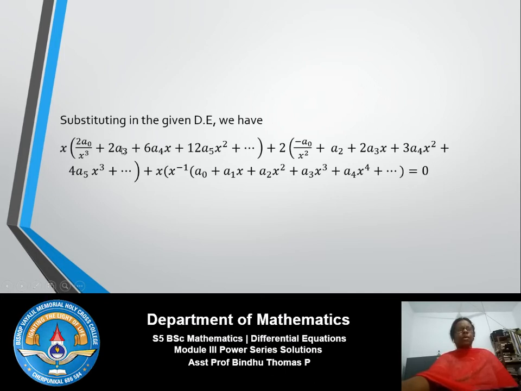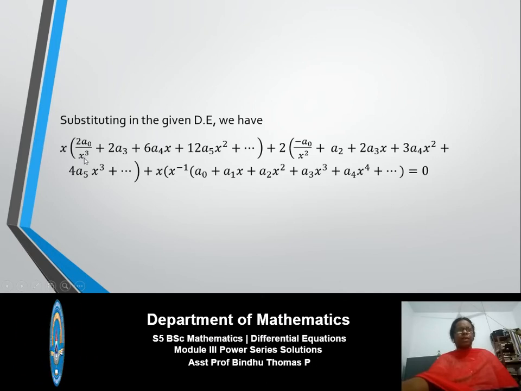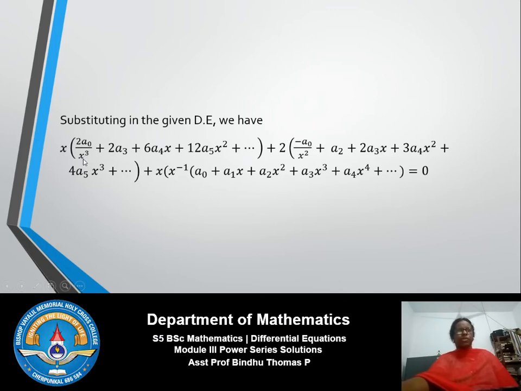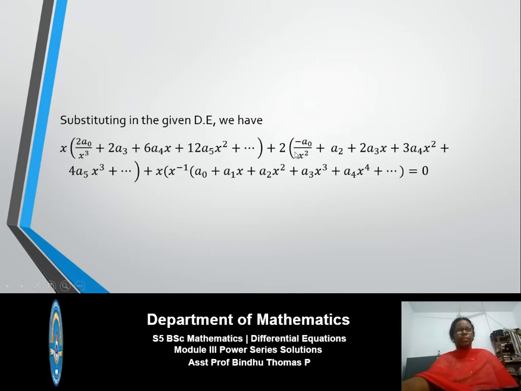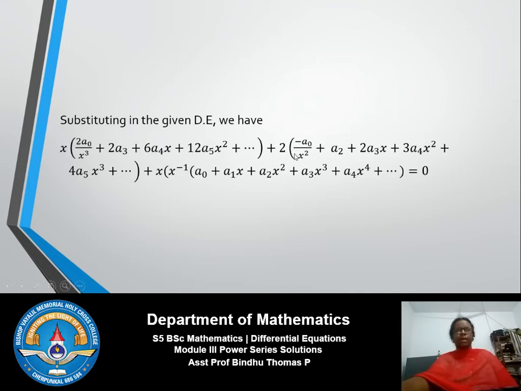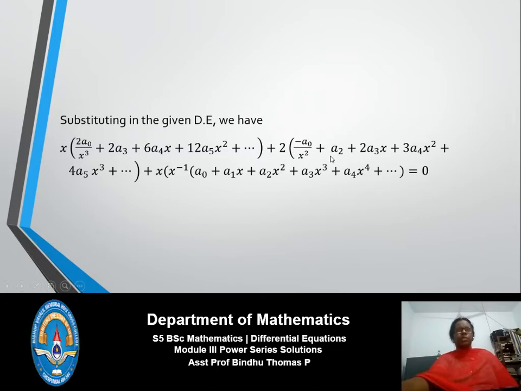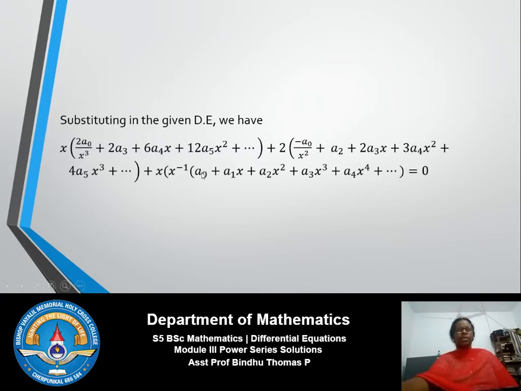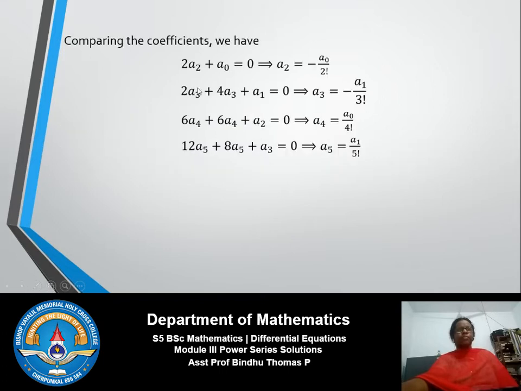equal to 0. For comparing coefficients, we have the lowest power of x as 1 by x square, x raised to minus 2. So, we have the coefficient 2a0 here, here it is minus 2a0. So, it automatically becomes 0. So, the next is constant, the only constant term is 2a2 here and here is a0. So, we have 2a2 plus a naught equal to 0 implies a2 equal to minus a naught by 2.